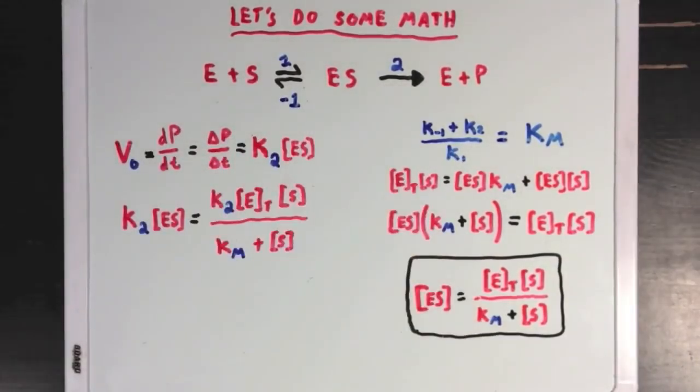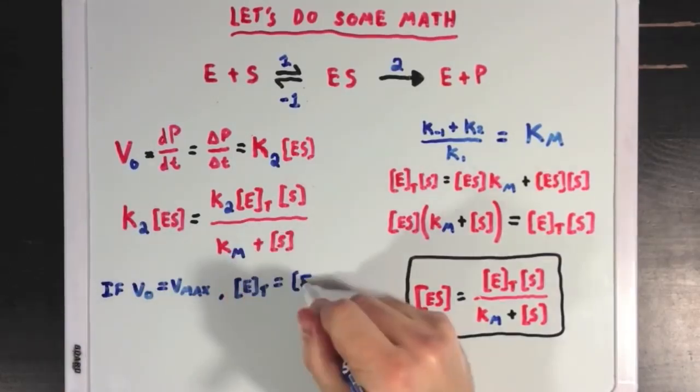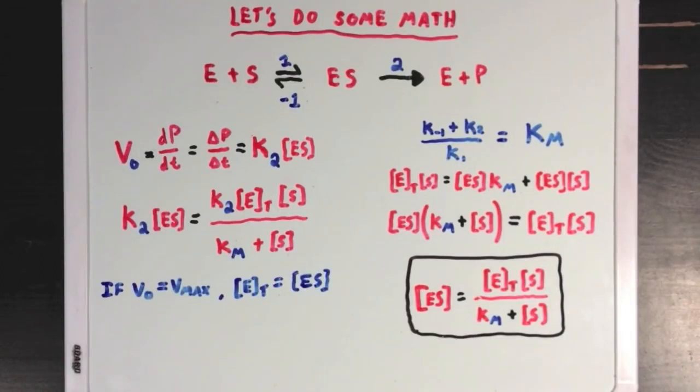Now here's where it gets really tricky. Remember that if we're at our max speed, so a reaction speed V0 equal to Vmax, which happens when our substrate concentration is really high, then our total enzyme concentration is going to be equal to ES, since all of our enzyme is saturated by substrate, and there won't be any free enzyme left. So k2 times E total, instead of times ES, would be equal to Vmax instead of being equal to V0, like you see at the top.